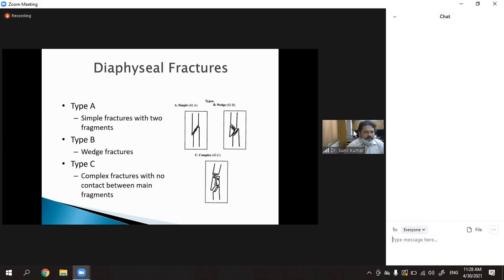So up till now, the classification and management options for open and closed fractures, different types of fixation, and methods of fixation are clear now. We have gone through the principles of fracture management.